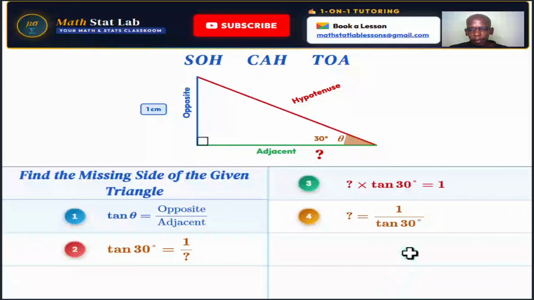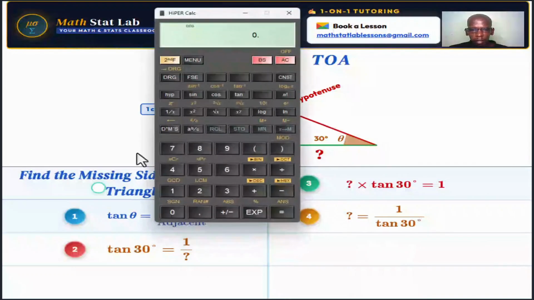So if I come back to the tan of 30 degrees, I can just say 30, which is the angle, tan is 0.577. If I take now 1 divided by 0.577, I may do it. If I take 1, now I divide by the tan of 30 degrees, which is 0.577, now it becomes 1.733.